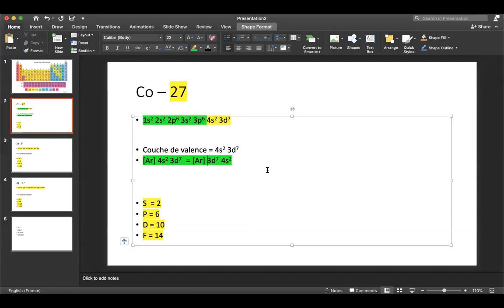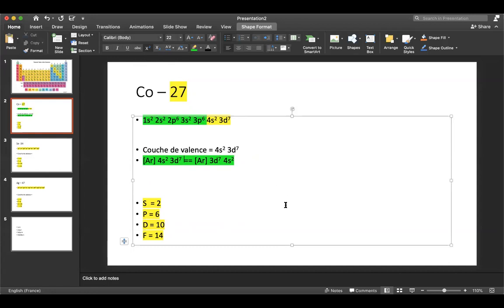C'est la même chose. Some will write them in this way, in increasing principal quantum numbers, some will write it in this way. C'est la même chose. Don't be surprised if you find a representation that is written in this way. Is it clear with the noble gas electron configuration?